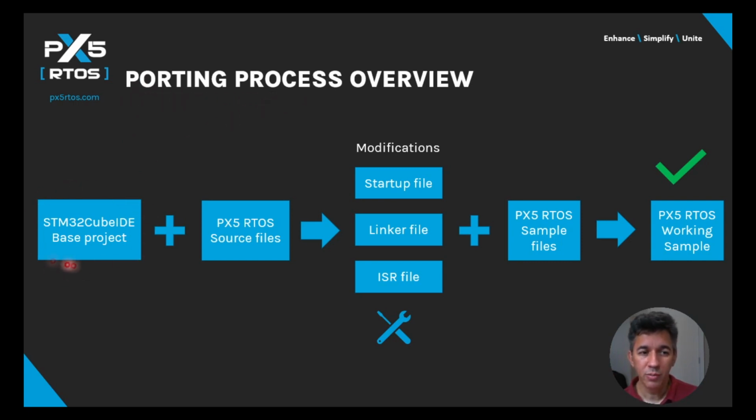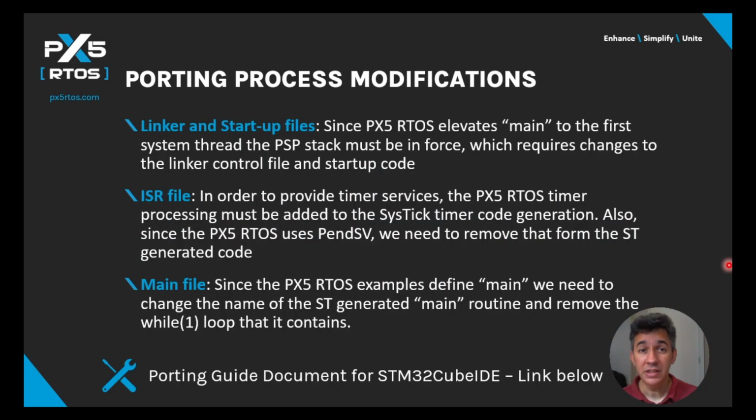We'll start here with an STM32 Cube IDE base project. Then we'll add PX5 RTOS source files. Then we need to do some modifications on the startup file, linker file, and interrupt service routine file. Then we'll be adding one of the PX5 RTOS sample files, and then we'll test to see if it all works. In order to complete the porting, we need to change some files.